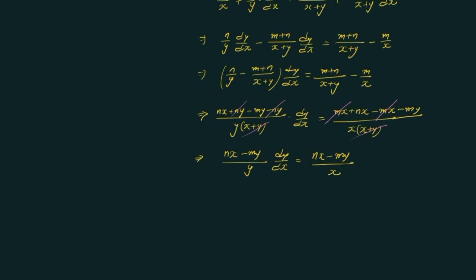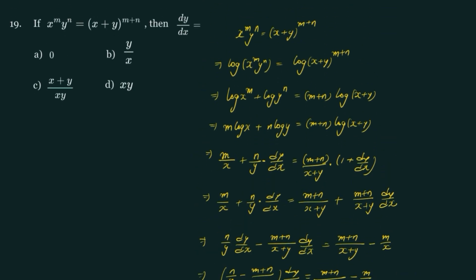And again here at numerator the same expression is there. That means 1 by y dy by dx equals to 1 by x, and hence the value of dy over dx equals to y over x. So my correct option is option B.